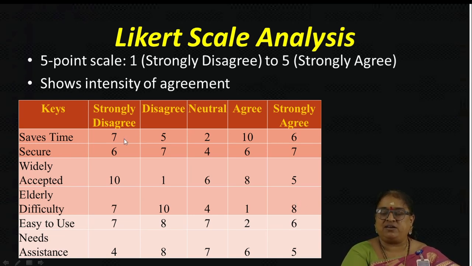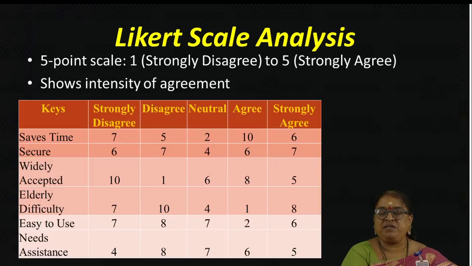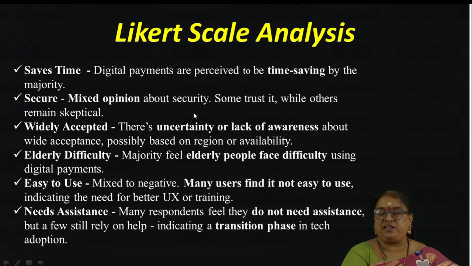For saves time, strongly disagree 7, agree 10. According to this table, we have to give inferences just like that. For saves time, the majority of the respondents gave the highest score for strongly agree. Then secure: in the previous slide strongly agree was the highest one, but in this slide, for secure, disagree and strongly agree have the same value. So we have to give a mixed opinion.